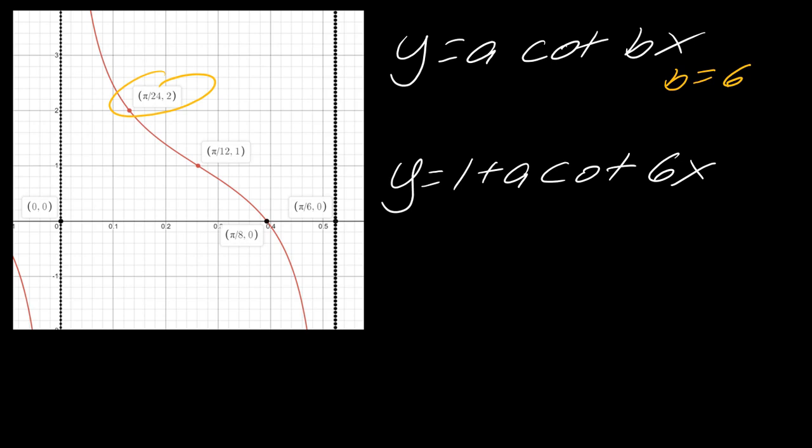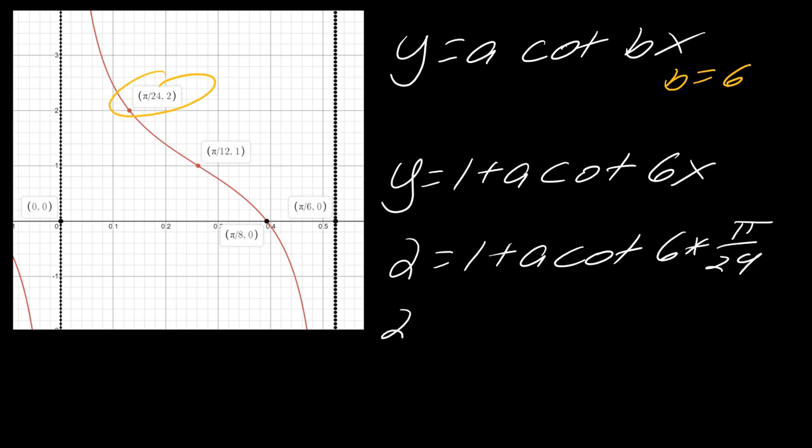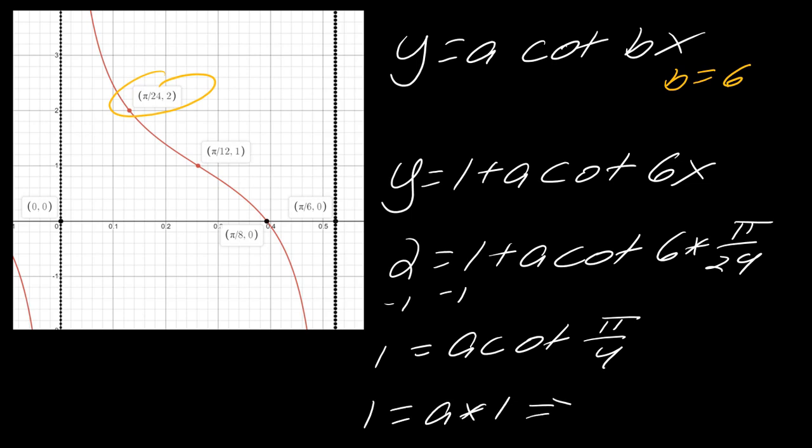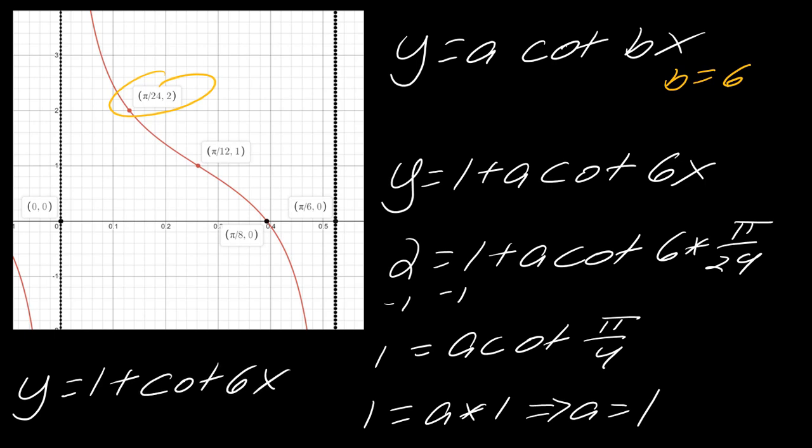So I'm going to plug that point in. I get 2 equals 1 plus a cotangent 6 times pi over 24. I can subtract off the 1, so I get 1 equals a cotangent pi over 4. And cotangent of pi over 4 I know equals 1. So I have 1 equals a times 1, which means that a just equals 1. Okay, and now we've figured the whole thing out. So this becomes y equals 1 plus cotangent 6x.